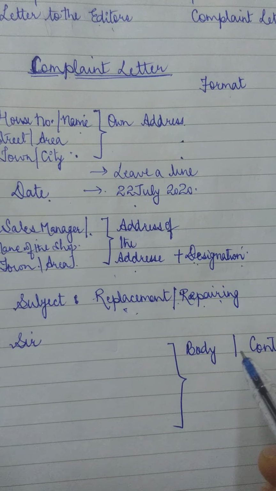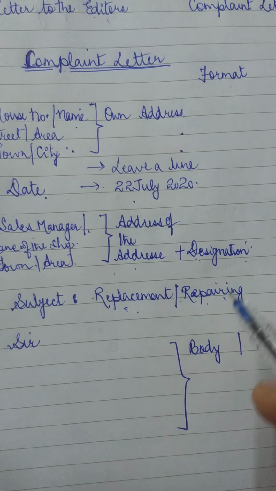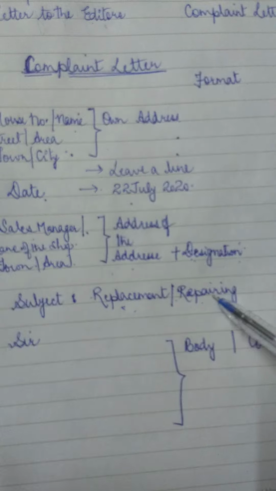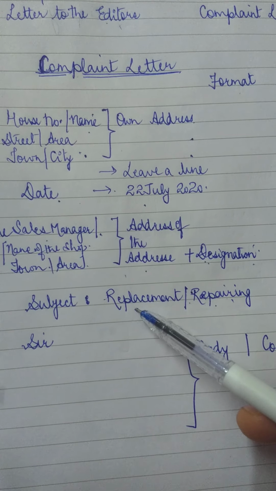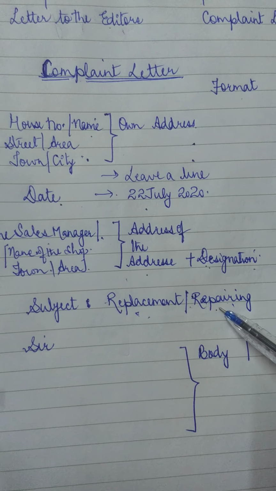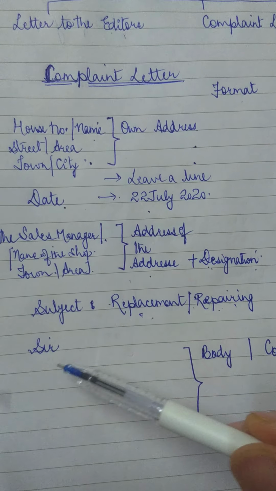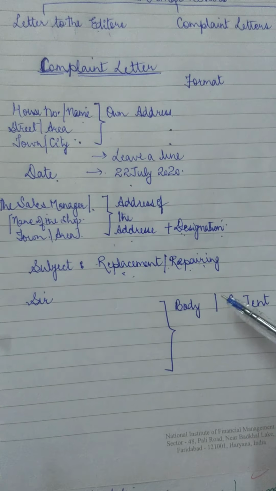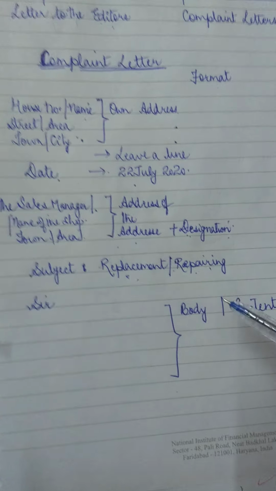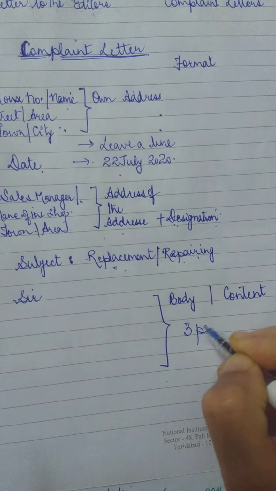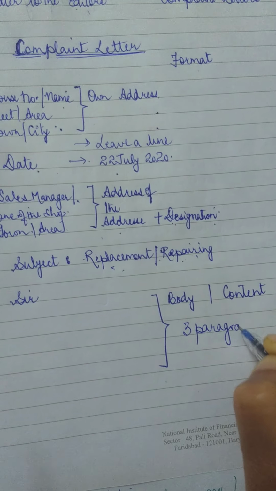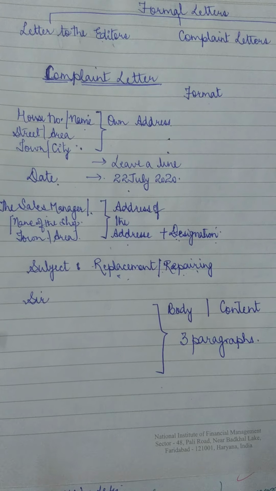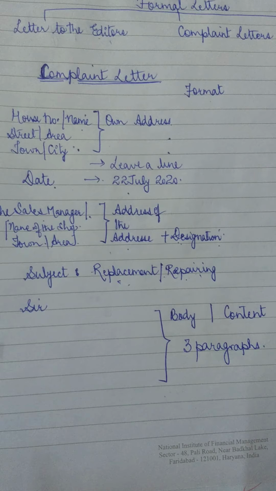Since it is still under the warranty period, that is why you are asking the shopkeeper, the sales manager, to get it repaired. I hope you all have understood the difference between replacement and repairing. Again, you leave a line and then you write down, "Sir," you are addressing. This is the salutation. After that, we have the body or the content, which comprises 3 paragraphs. Okay, now this consists of 3 paragraphs, which is very, very important for you to follow.